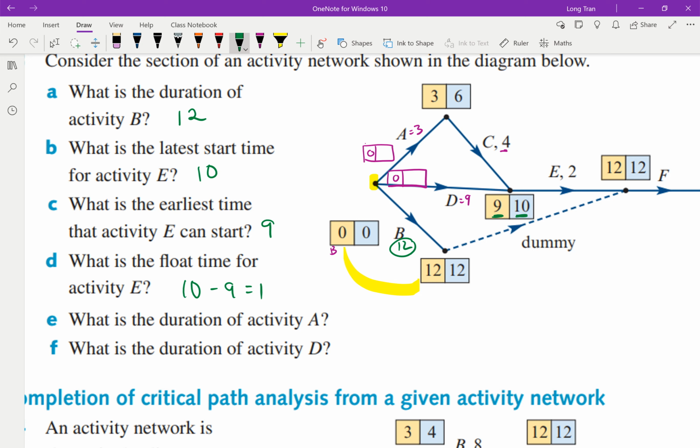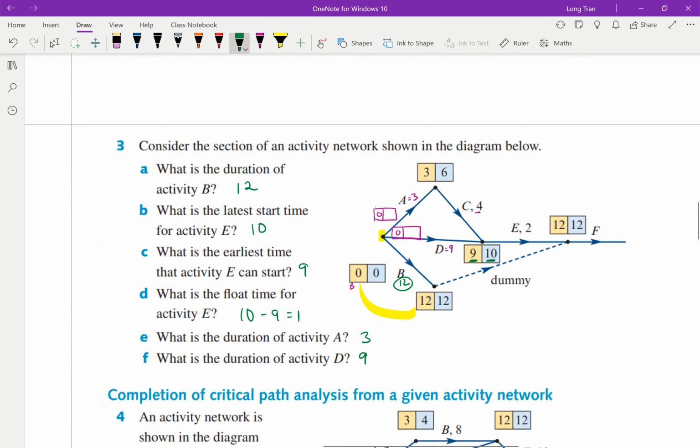Moving on to question E. What is the duration of activity A? I happen to have already figured it out as I was doing some explanation there: it had to be 3. So the duration of activity A is 3, and I'm going to fill that out. And then what is the duration of activity D? We've also figured it out through inspection before. It had to be 9.